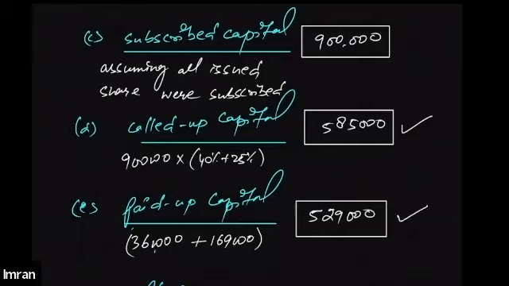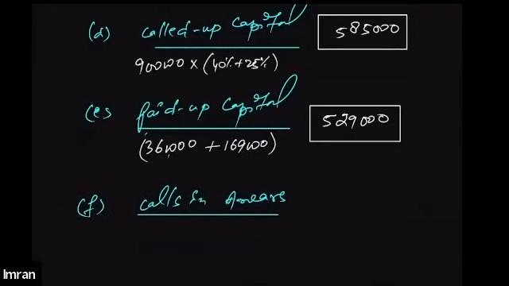Can you tell me how much money is not yet paid by the shareholders? Yes, sir. We can find the calls in arrears by simply subtracting 5,29,000 from 5,85,000. This was the called up money, 5,85,000. Out of this, we collected 5,29,000. That means the amount not yet paid, the amount still in arrears, will be 56,000 only.